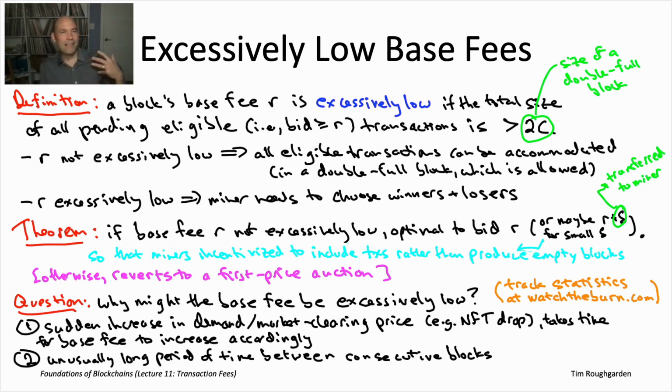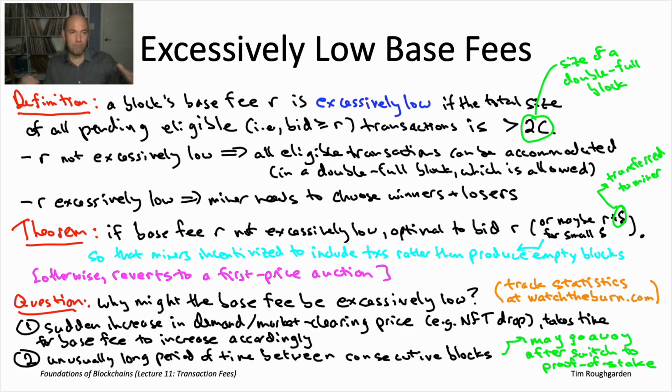Now, interestingly, if, as planned, Ethereum switches over to their proof-of-stake design in 2022, then this second culprit will mostly go away. Because in their proof-of-stake design, they really will be producing blocks more or less like clockwork every 12 seconds or so. So you won't have this big random variability between consecutive blocks. You'll still have the first culprit, these sudden shifts in demand, and the base fee will take some time to catch up. But after a proof-of-stake switch, I would expect you to be in the good regime with a base fee that is not excessively low, I would think at least 95% of the time.